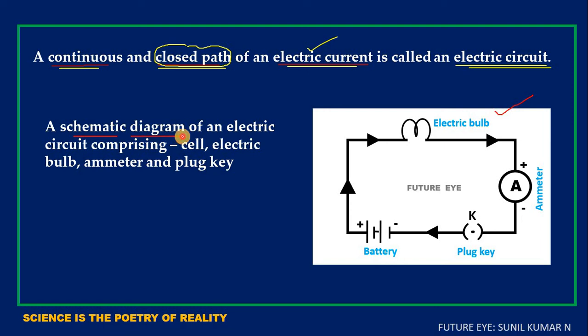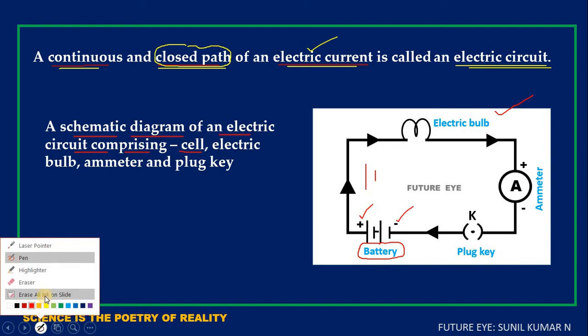A schematic diagram of an electric circuit comprises, it means every electric circuit should contain these things. One is the cell. Cell is nothing but battery. Battery is present here. So positive terminal is here and the negative terminal is here. At the positive terminal, the length of the line should be a little longer. At the negative terminal, the length of the line should be smaller than the length of the positive terminal.